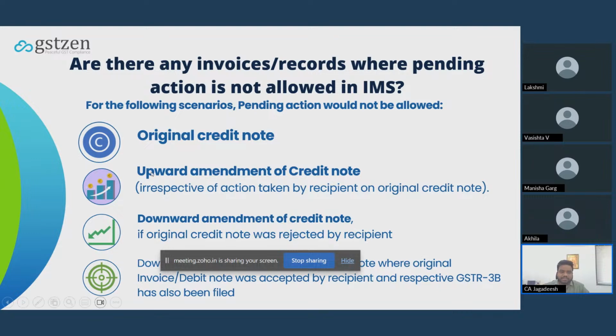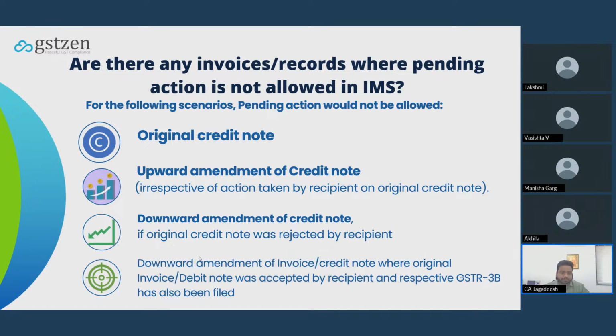Similarly, in case of an upward amendment of the credit note, it is a similar type of case. There is an upward amendment of the credit note amount, and similarly a downward amendment of the credit note, provided the original credit note was rejected by the recipient. It is a similar case with the downward amendment of the invoice, where the original invoice was accepted by the recipient and the GSTR-3B has also been filed.